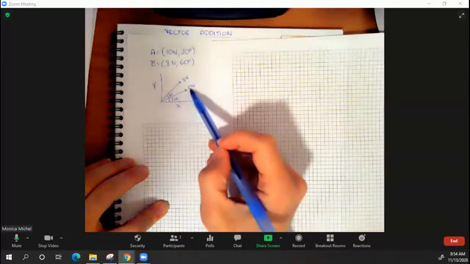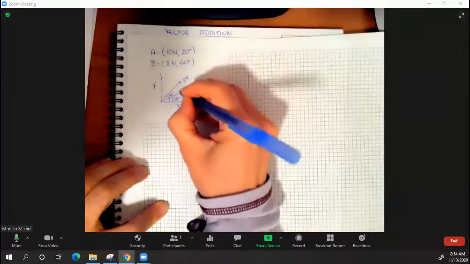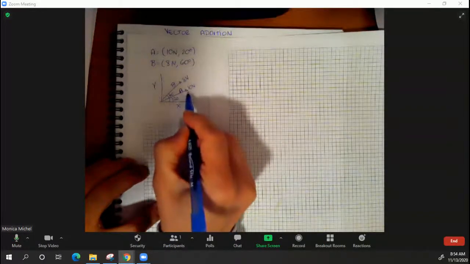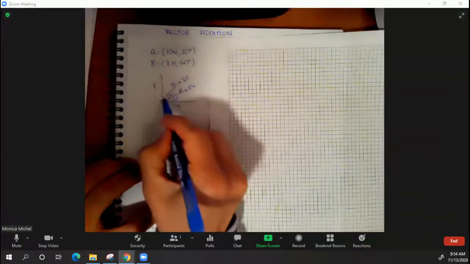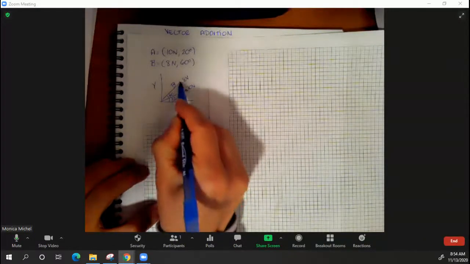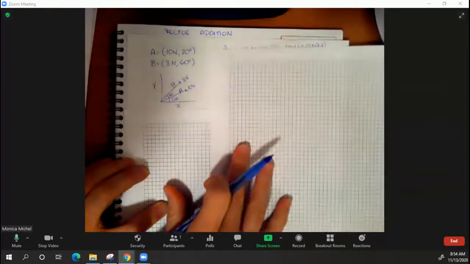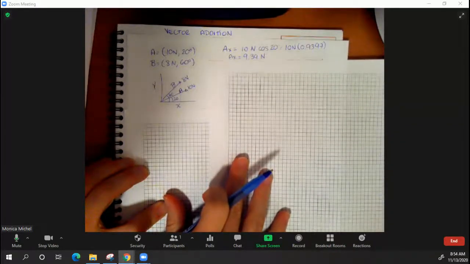So we're going to have the y and the x-axis, and I will have vector A at 20 degrees, 10 newtons, I'm going to call this A, and vector B, 8 newtons at 60 degrees. As you can see, each of these vectors is going to have a component in x and a component in y. A component in x for B and a component in y. So what I'm going to do is show you how to calculate the components.